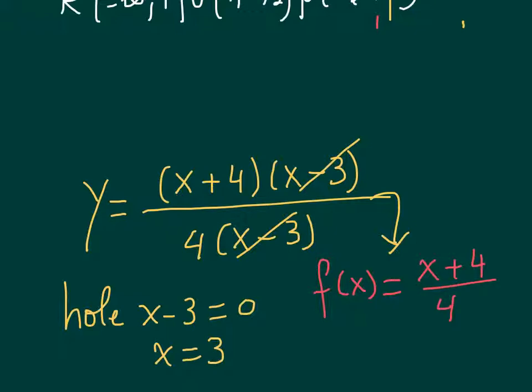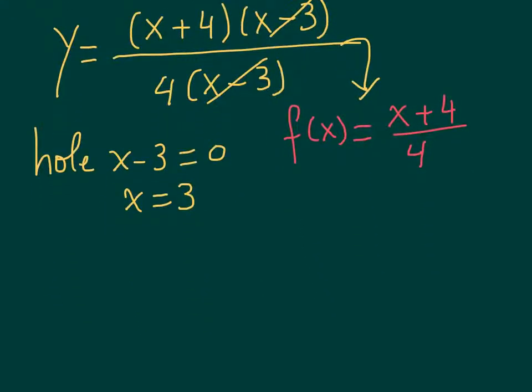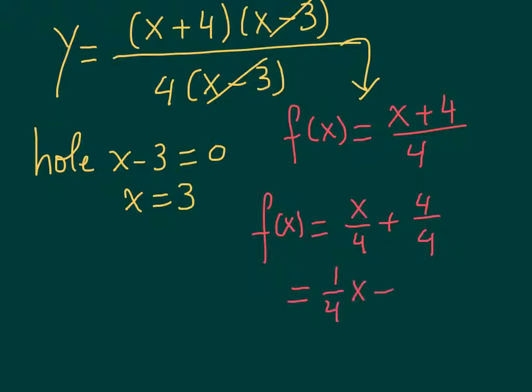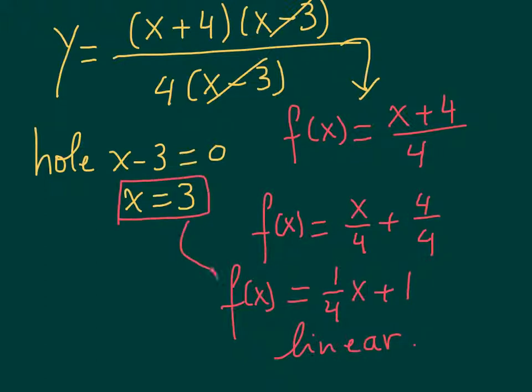Or if you want, you can reduce it a little bit here so you can identify the function as linear. This is f of x equal x over 4 plus 4 over 4, or simply 1/4 of x plus 1. This is no longer a rational function. This is a linear function that has a hole in it. So now if you were to plug x equal to 3 into that function, you will get y equal 1/4 times 3 plus 1, which gives you 7/4.